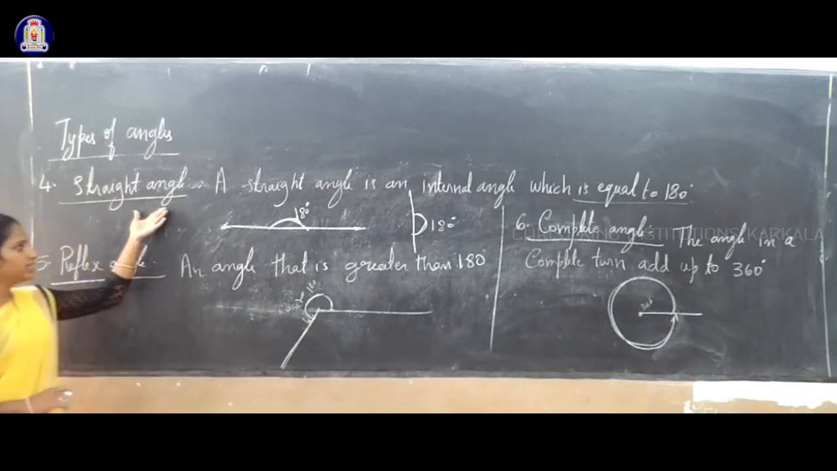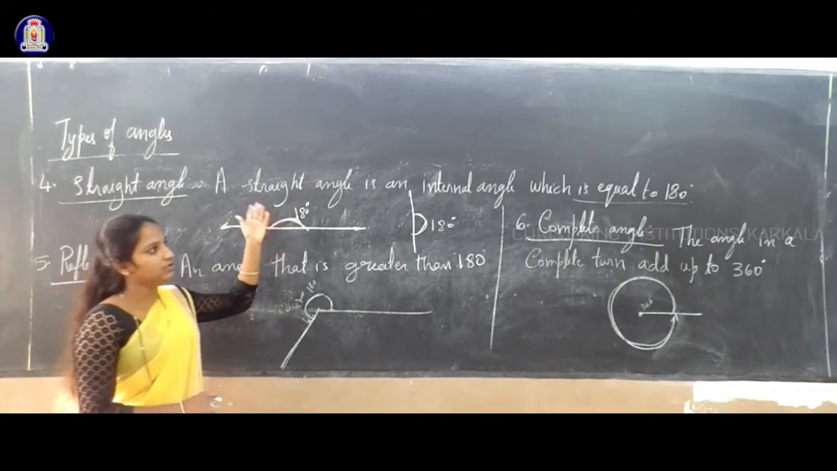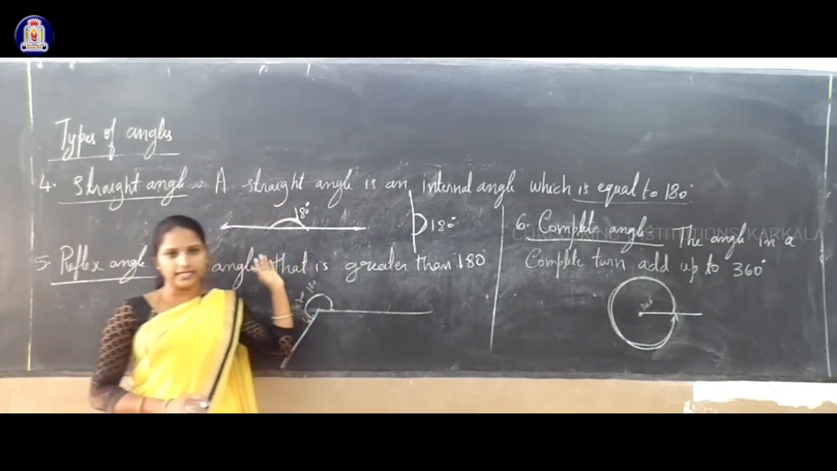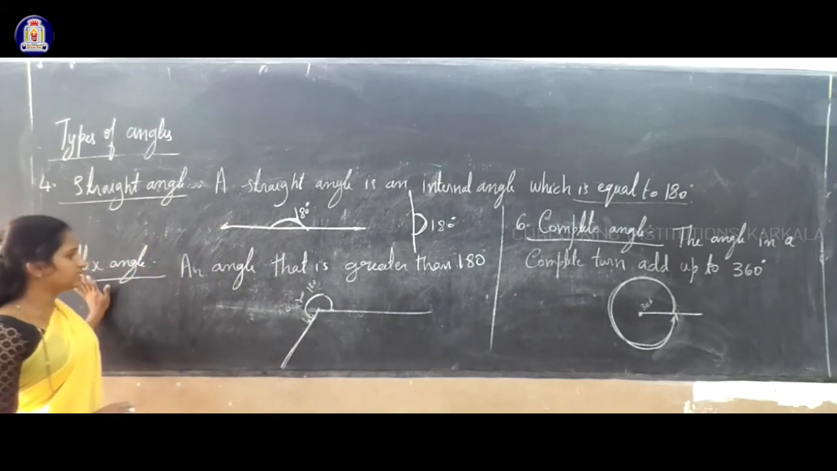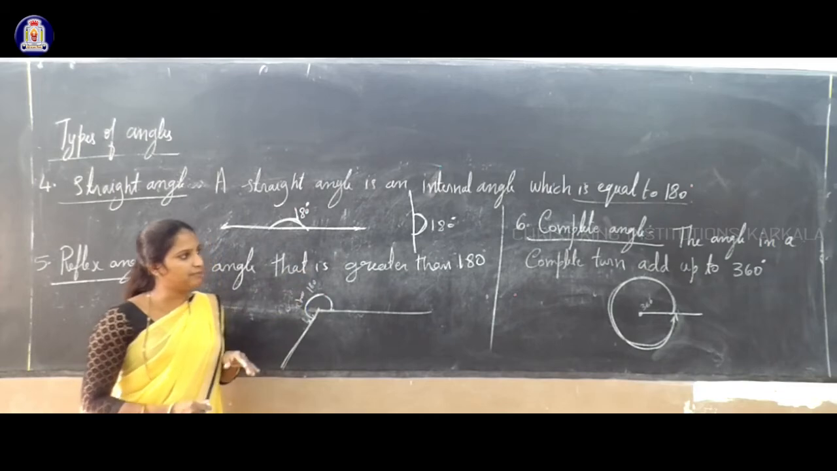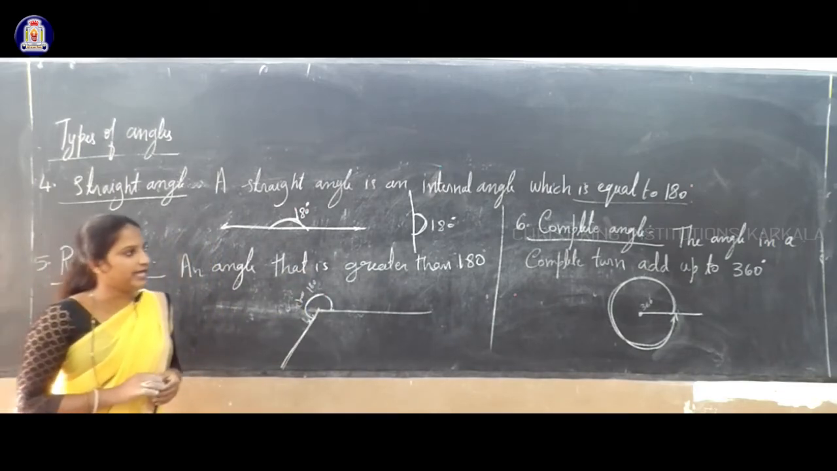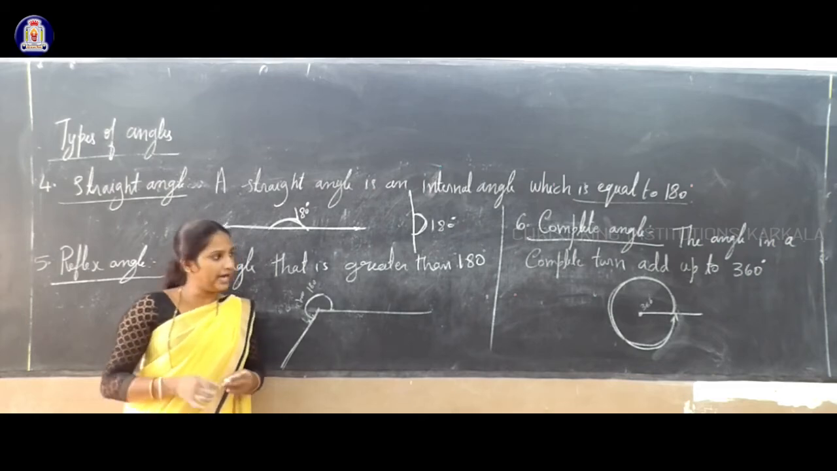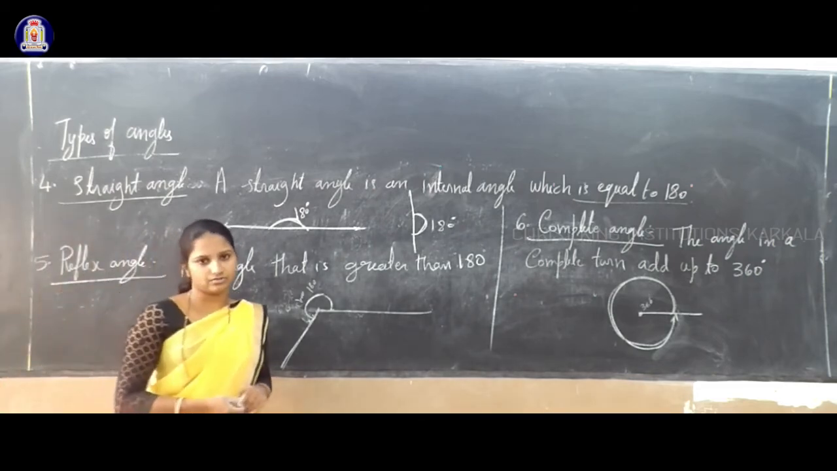Okay? A straight angle is an angle which is equal to 180 degree. Clear? So next, a reflex angle is greater than 180 degree. But what is the complete angle? It measures exactly 360 degree. Clear? The angle is a complete turn that adds up to 360 degree. That is a complete angle. Thank you.